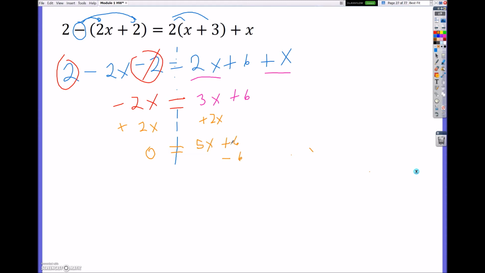I'm now going to subtract 6 on both sides, because I'm trying to get the variable all by itself. And I'm going to get negative 6 is equal to 5x, and I'm going to divide both sides by 5. This will give me x is equal to negative 6 over 5. Now, a lot of you might be thinking, couldn't we have just subtracted 3x on both sides? Yeah, and actually it would have been a little quicker. It's just my personal preference to keep the variables positive.